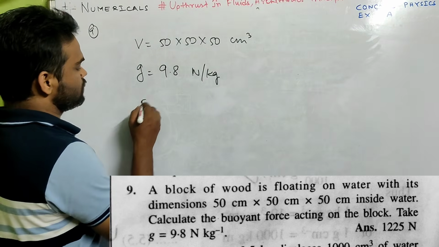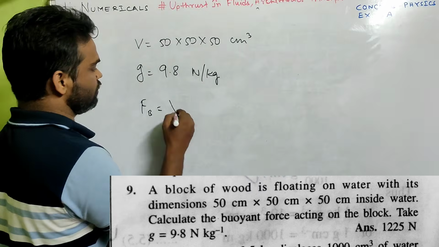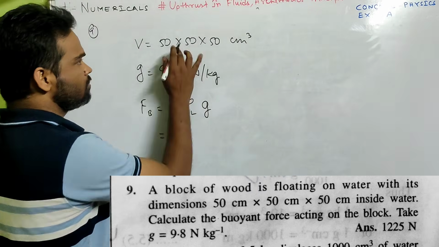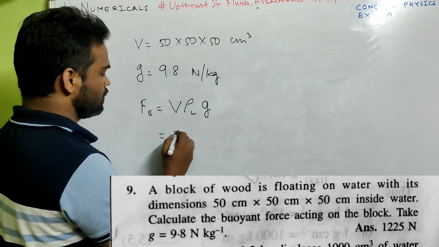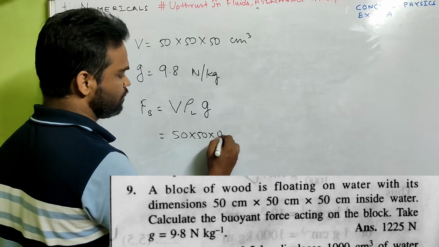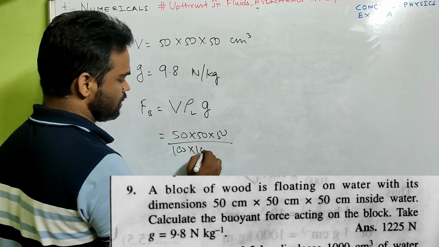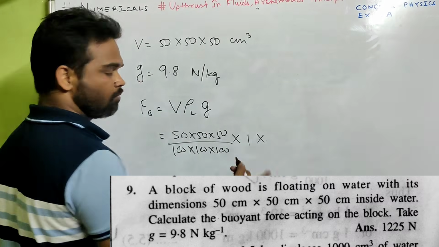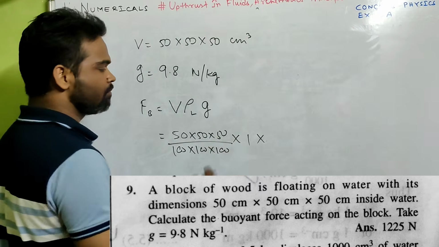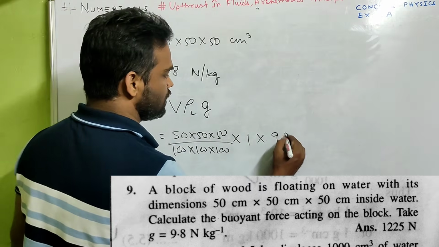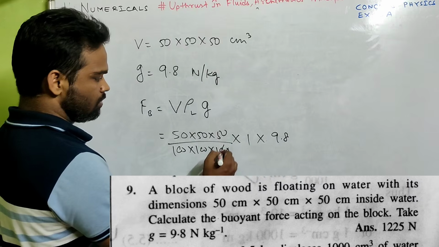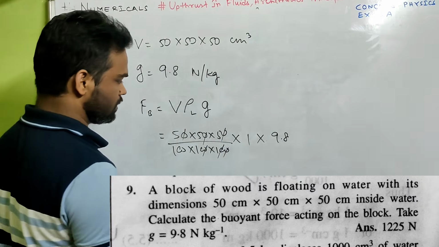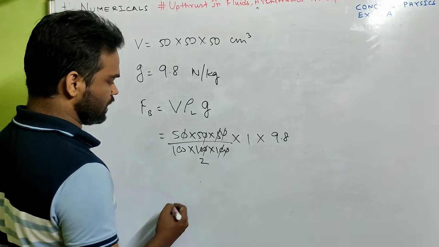Now, upthrust, a buoyant force, is V rho L into g. Volume is in centimeter cube, we'll change to meter cube. So 50 into 50 into 50 by 100 into 100 into 100. Rho is 1, density of water in SI unit is 1. g is 9.8.